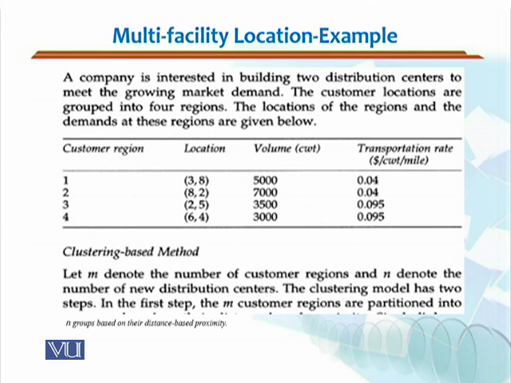So in the first step, the M customer regions are partitioned into N groups based on their distance-based proximity. So based on the distance, how close is it? Proximity here means the closeness of the customer region. Based on that, the first step would be that the customer regions we have, we will partition them into N groups. N could be any number, 1, 2, 3, 4, like that. And how will the customer regions fall into groups? On the basis of their proximity, that is, closeness.